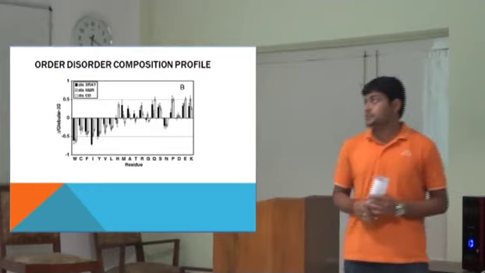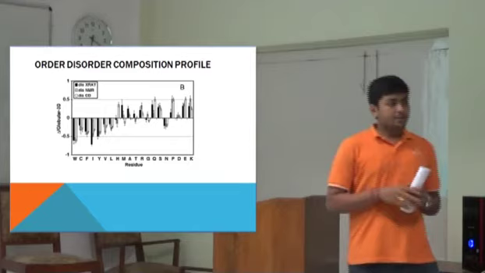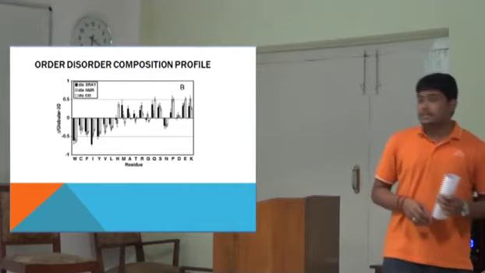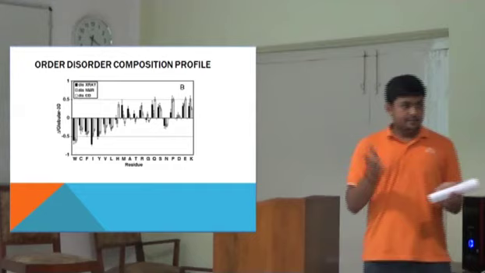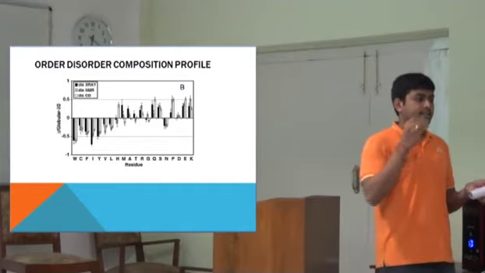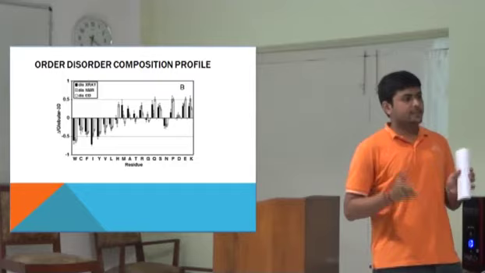Here, further, this is the ordered-disordered composition profile, where the different amino acids contributing to the disordered or ordered regions were plotted. The delta is the difference between the disordered and the ordered residues in a particular protein, divided by the total number of ordered residues. So for each residue in the protein, say tryptophan, it is the number of tryptophan residues present in the disordered regions minus the number present in ordered regions, divided by the number of tryptophan residues in ordered regions. So this gives a classifier.